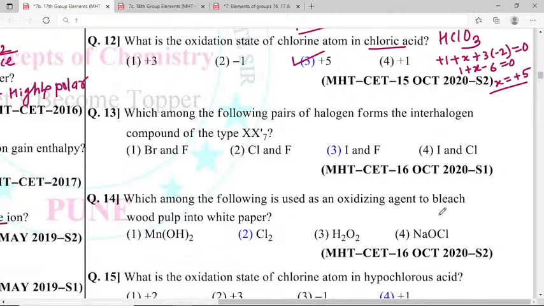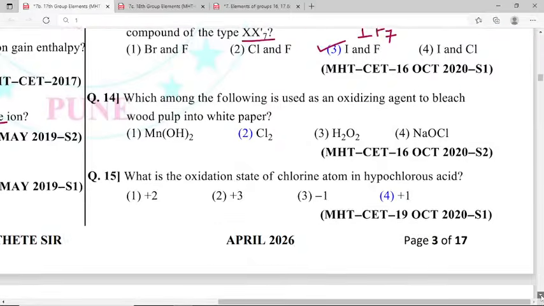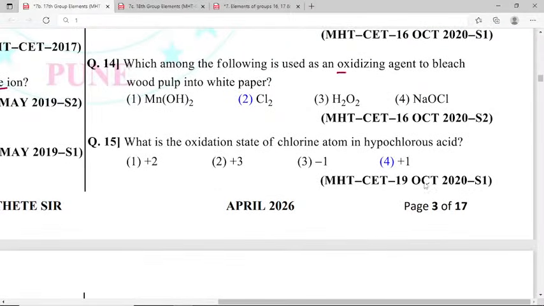Which among the following pairs of halogens form an interhalogen compound of XF7 type? This is IF7. IF7 is your answer. Next question. Which among the following is the oxidizing agent used to bleach wood pulp into white paper? Chlorine. Chlorine is the answer, that's used for bleaching wood pulp into white paper.